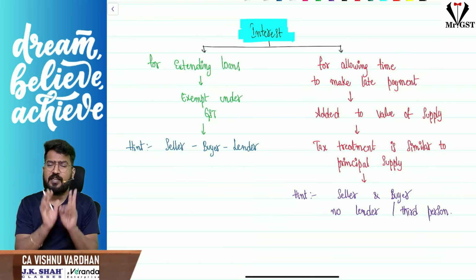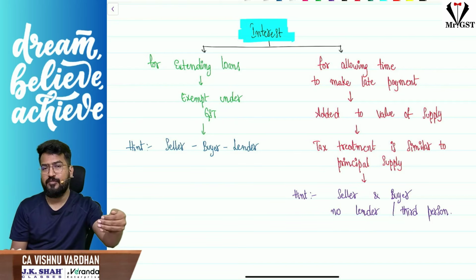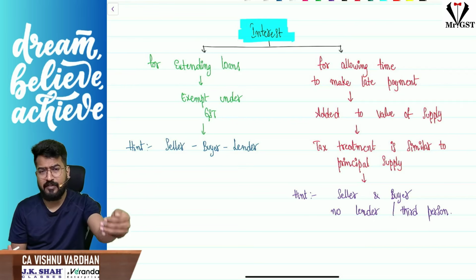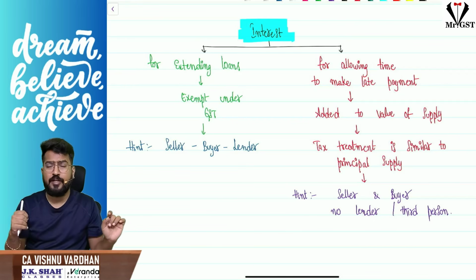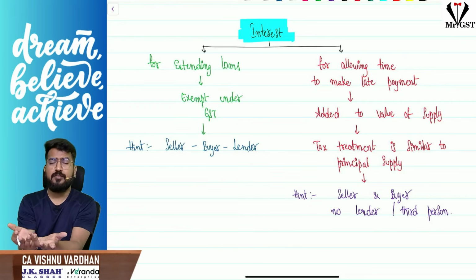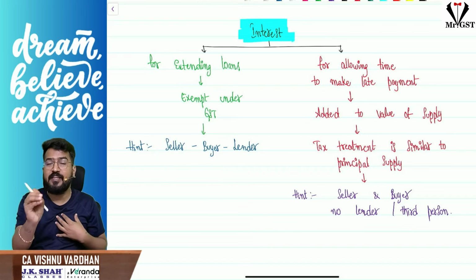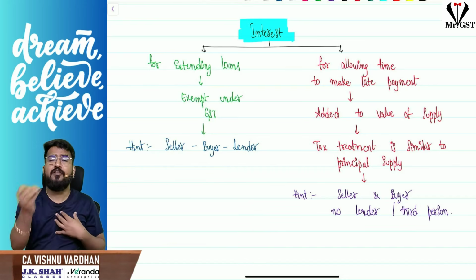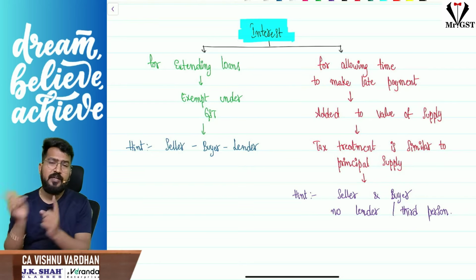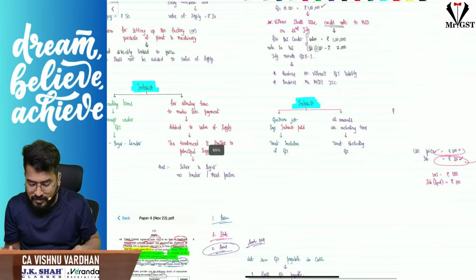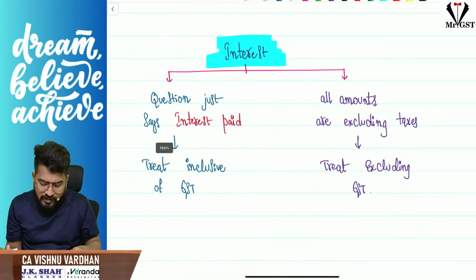That means interest will come in two circumstances. One is for extending loans, advances or deposits, where I am giving you a loan or allowing you to use my money and I am charging interest: exempt under GST. The second scenario is where I am only supplying some goods or services to you, for which you make payment to me but pay late interest, late fee or penalty for delay in payment of consideration. That will be added to the value of supply and will be subjected to GST. Okay, so that is the point. So that is regarding interest.